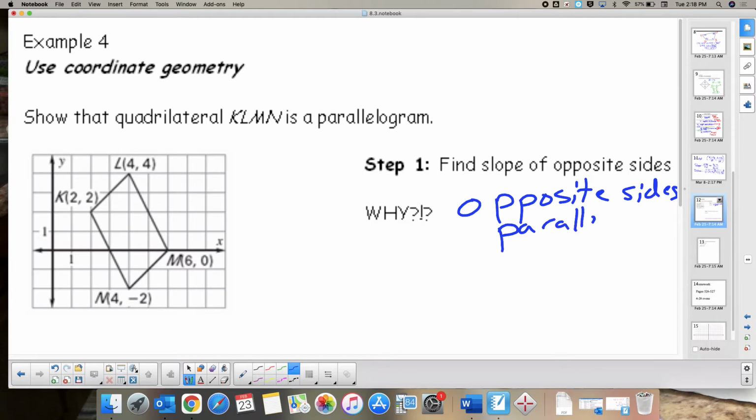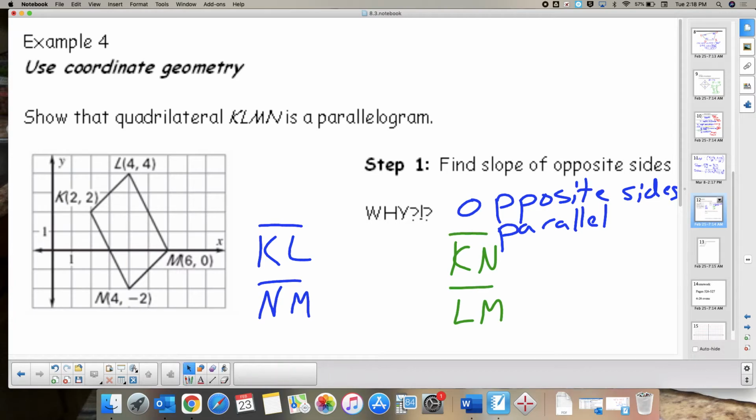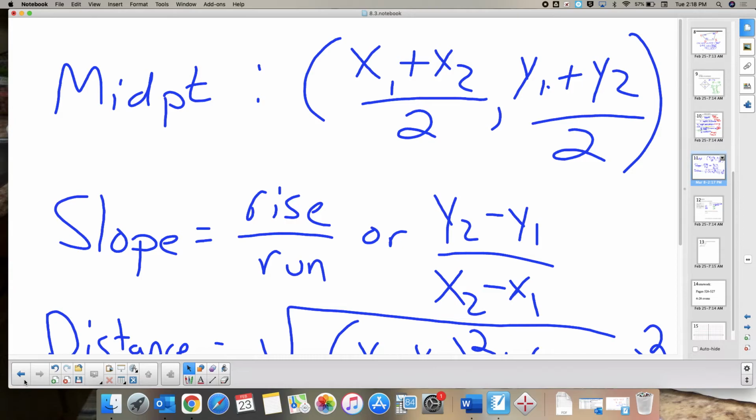So in this example, to show that we have parallel sides, we are looking at lines KL and NM. They would have to have the same slope. Likewise, KN and LM would have to have the same slope. Now, option 1, you can plug your points into your slope formula, which is right here. Option 2, you can count, rise over run.